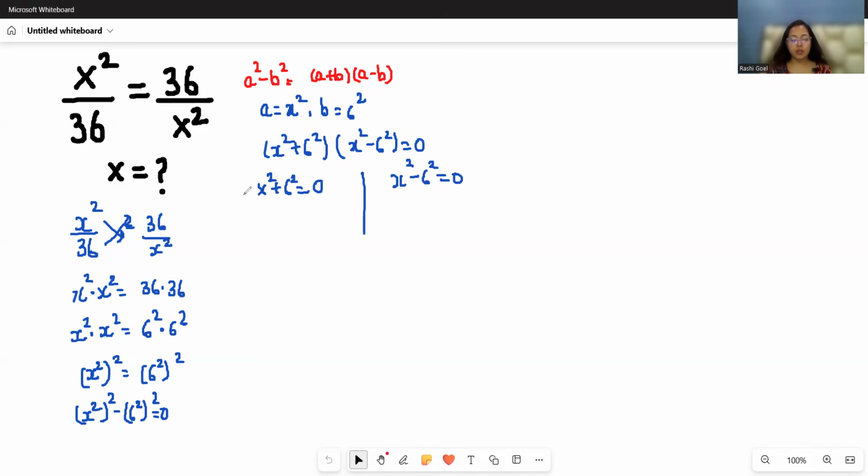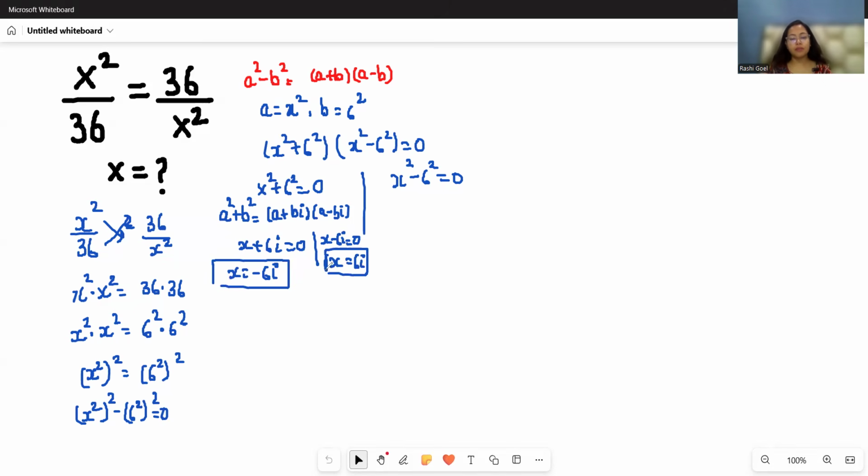So here again I'm using the same identity in terms of plus. So a square plus b square equal a plus b iota and a minus b iota. So it becomes x plus 6 iota equals 0 and x minus 6 iota equals 0. So x equal minus 6 iota from here and x equals 6 iota from here.